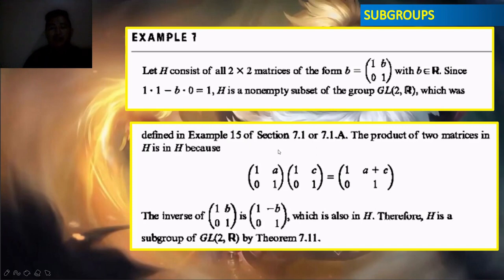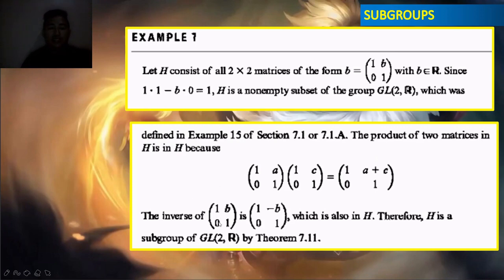Okay, so the product of two matrices in H is in H gihapon because, kung mag-product ta og duha ka matrix, ilisan lang ta og A og C, so lahi na sila. So ang result sa product kay [1, 0; A plus C, 1]. Ang A plus C, this is real gihapon. So naa gihapon ni siya sa H.